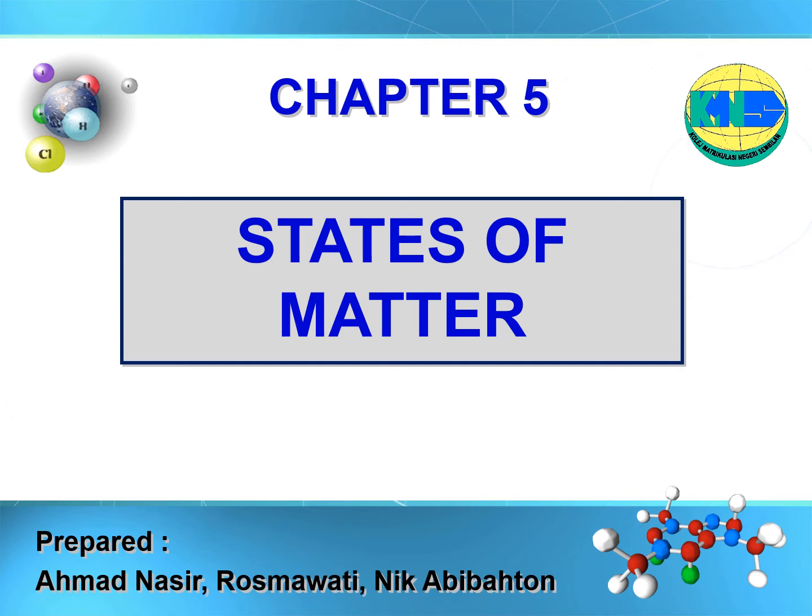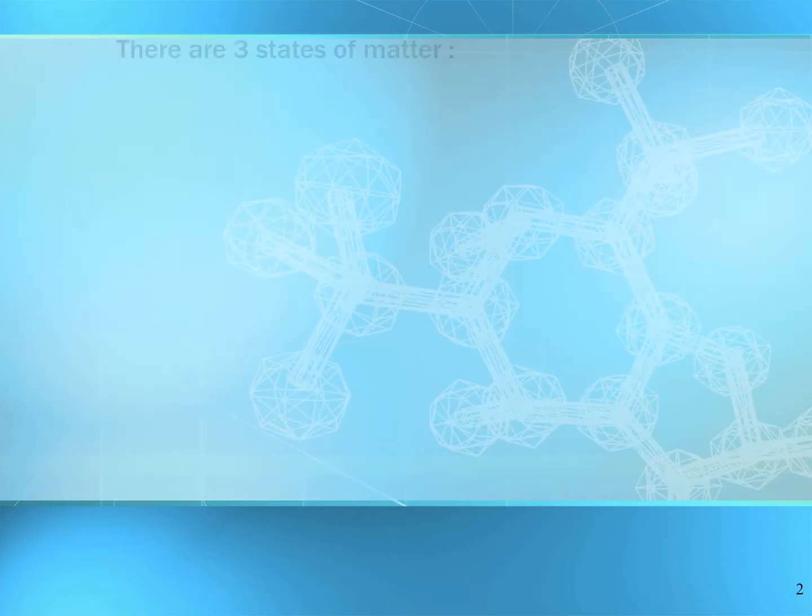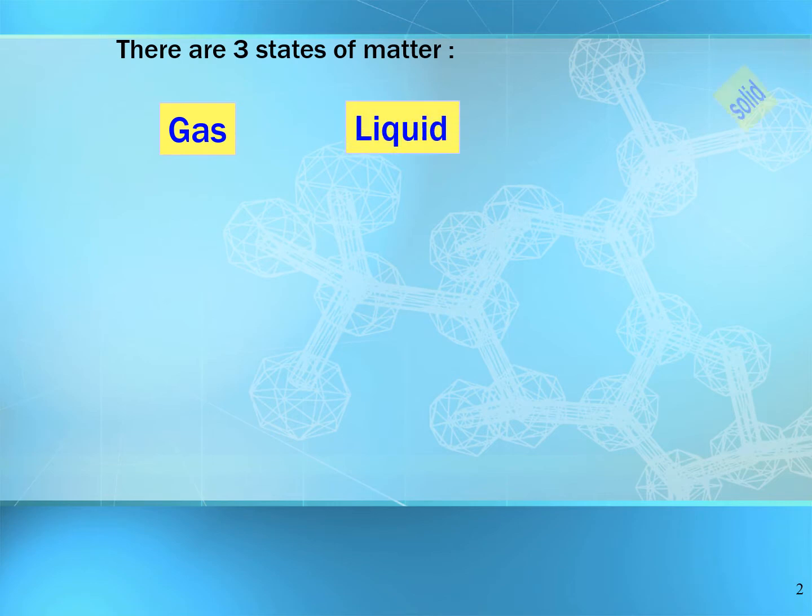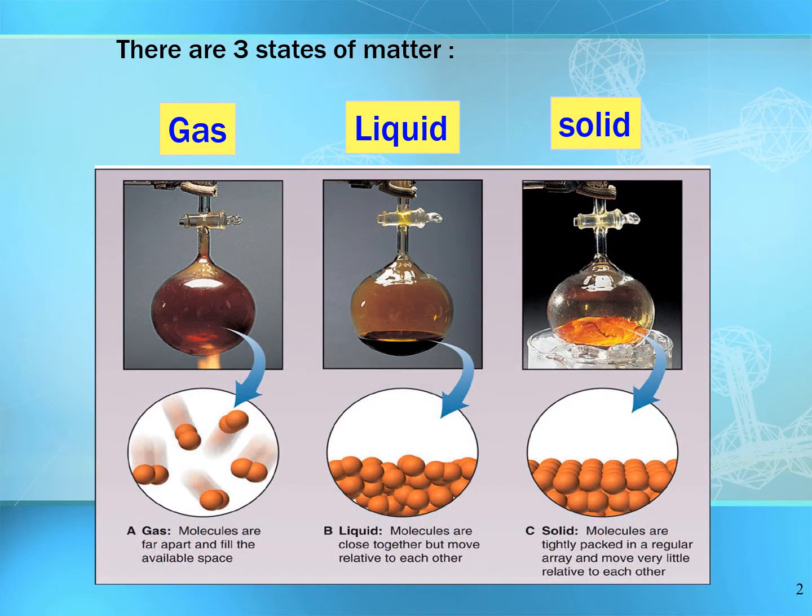Chapter 5 States of Matter. There are three states of matter: gas, liquid, and solid. Gas molecules are far apart and fill the available space. Liquid molecules are close together but move relative to each other. And lastly, solid molecules are tightly packed in a regular array and move very little relative to each other.